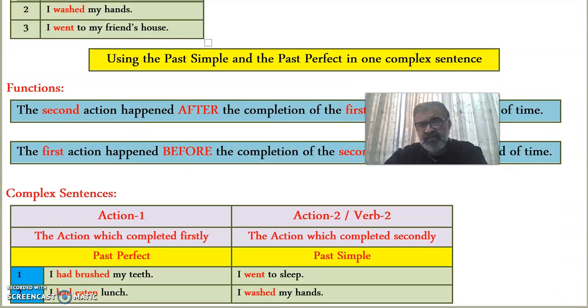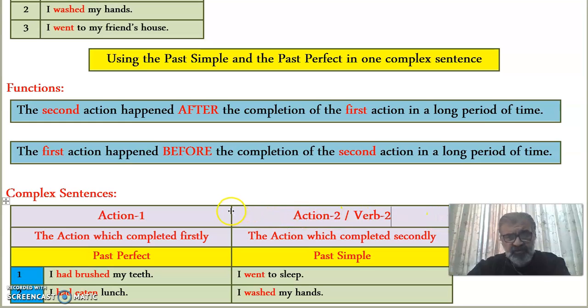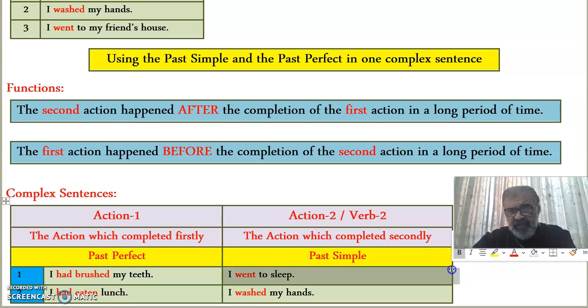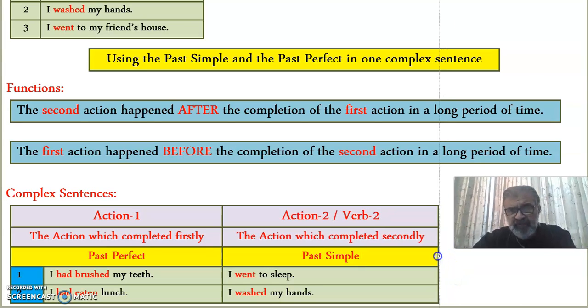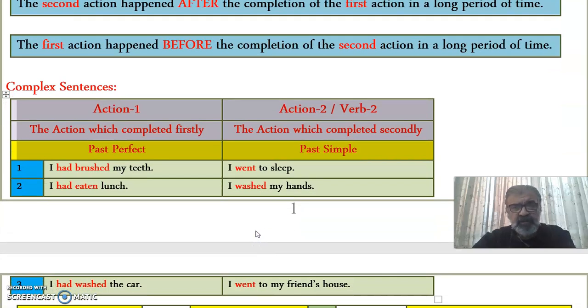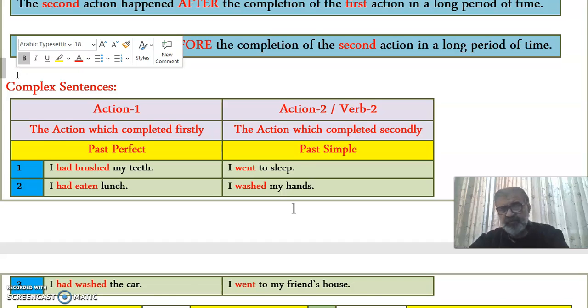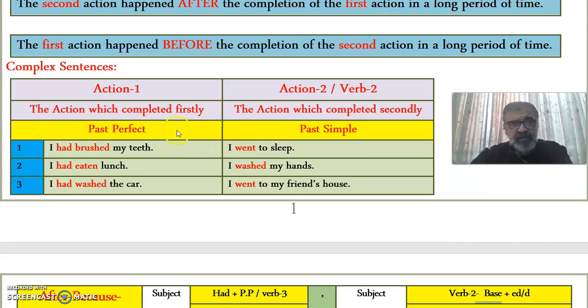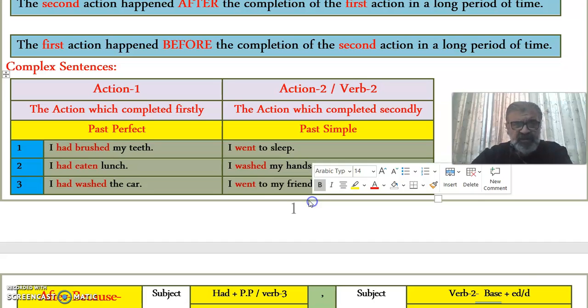Now, the same sentences with a bit more elaboration. As you can see, like I told you before, the past perfect is always action 1, and the past simple is always action 2, verb 2. These are the sentences. So, like I told you, I had brushed my teeth, action 1. I went to sleep, action 2. I had eaten lunch, action 1. I washed my hands, action 2. I had washed the car. I went to my friend's house, action 2.